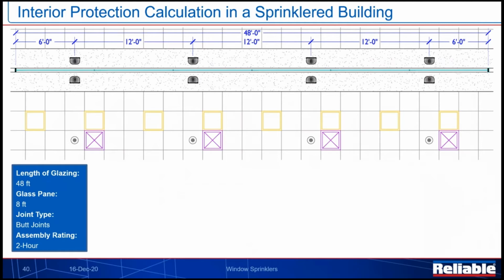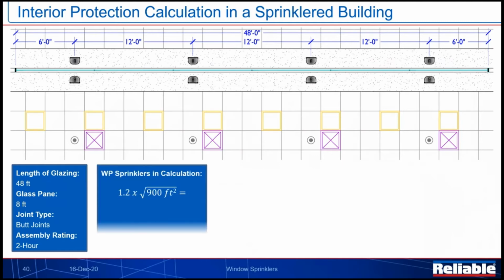So we're just getting rid of the number of sprinklers. We're also getting rid of the number of potential aesthetic drawbacks by using these window sprinklers, because there's just less of them protruding down in front of the glazing.